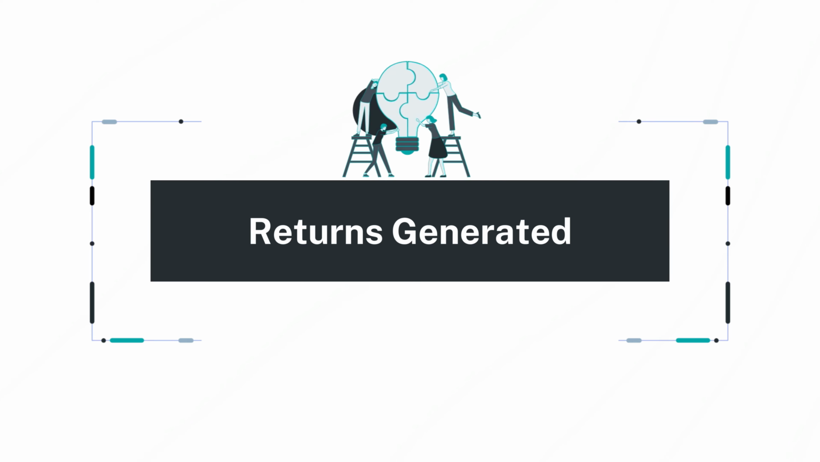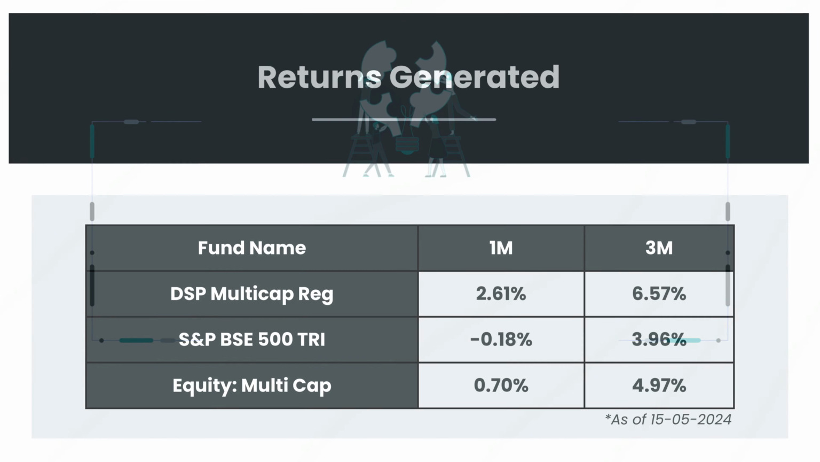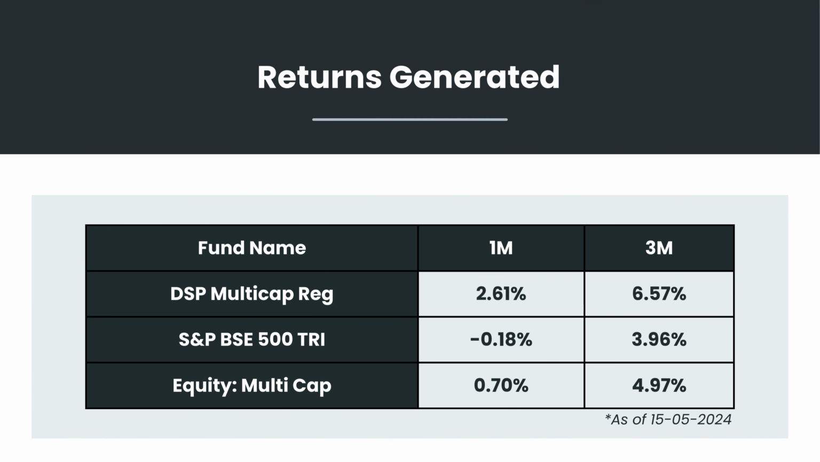Now, let's look at the returns generated by the fund. As you can see, the DSP Multicap Fund has outperformed the S&P BSE 500 index over the past 1 month and 3 months with 2.61% and 6.57% returns respectively. You can also see that the DSP Multicap has outperformed the average returns of this category.